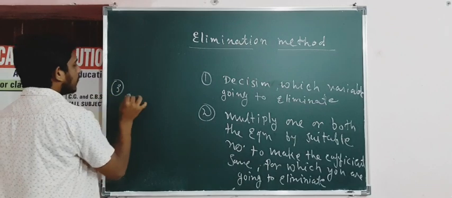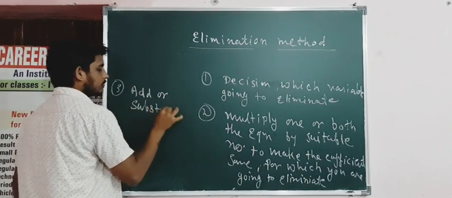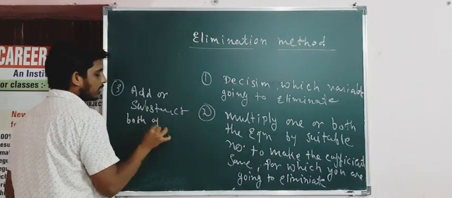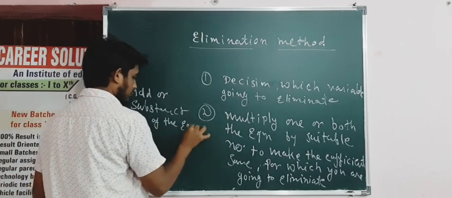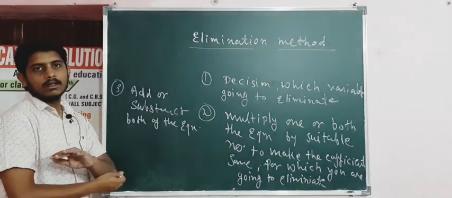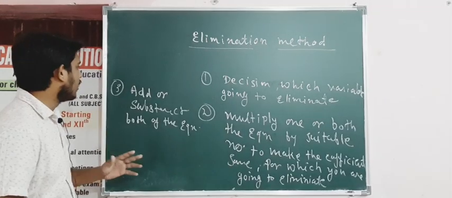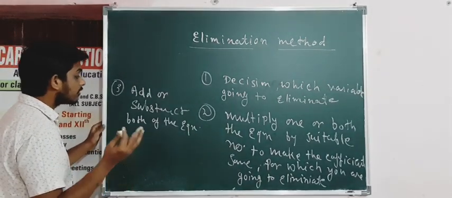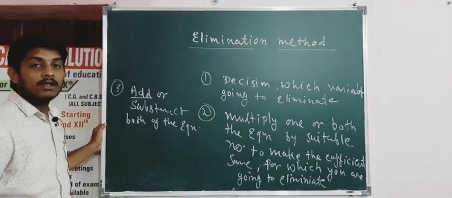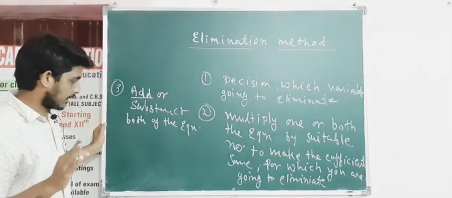And in the third step, add or subtract both of the equations. Okay, and then you will know how to find the solution of simultaneous linear equations in two variables. So add or subtract both of the equations means what? There are two things we can do: either we can add or we can subtract.